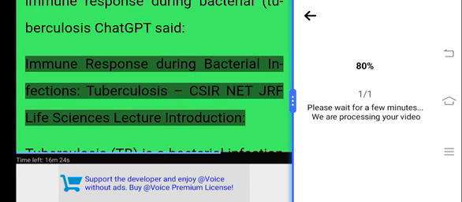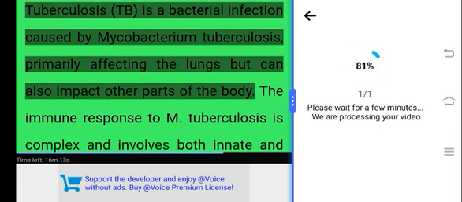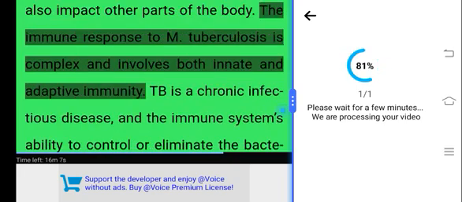Immune response during bacterial infections: tuberculosis. CSIR NET JRF Life Sciences lecture. Introduction. Tuberculosis, TB, is a bacterial infection caused by Mycobacterium tuberculosis, primarily affecting the lungs but can also impact other parts of the body. The immune response to M. tuberculosis is complex and involves both innate and adaptive immunity.